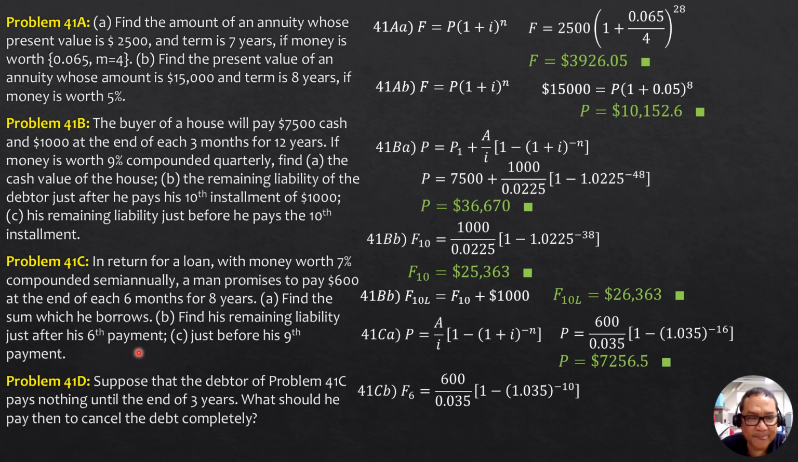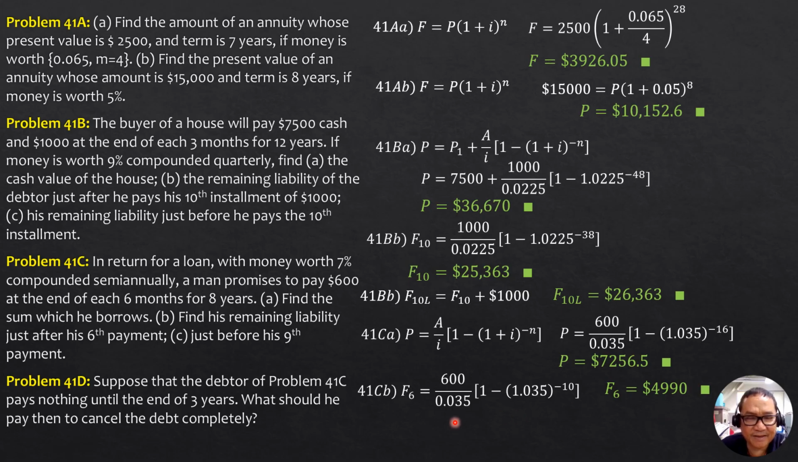So this is similar to problem 41B, and it is equal to the value of the 7th up to the 16th equal payments. So 16 minus 7 is 9. Then plus 1, it's 10. So that's why we have here raised to negative 10. A over I, quantity 1 minus 1.035 raised to negative 10. So F6 is equal to that value.